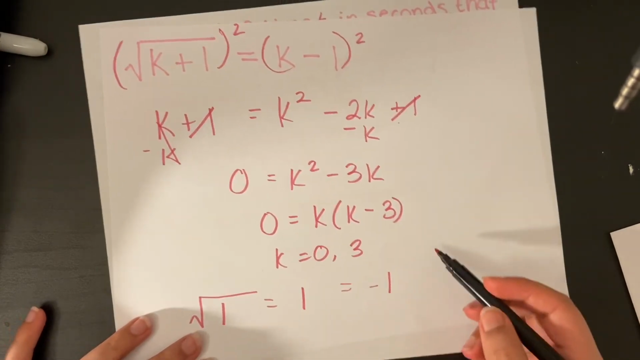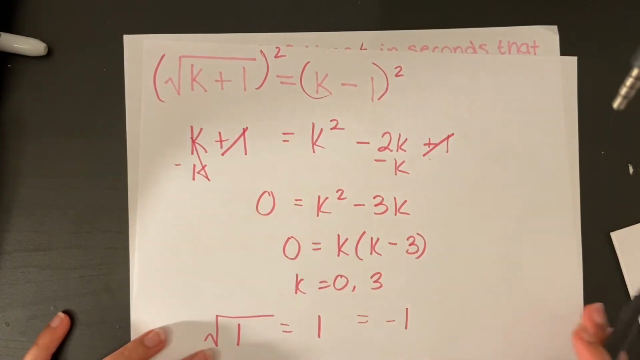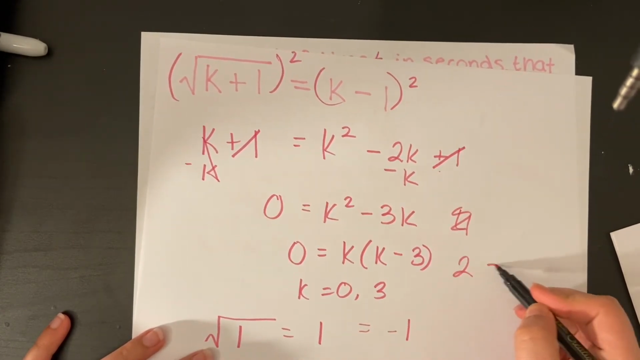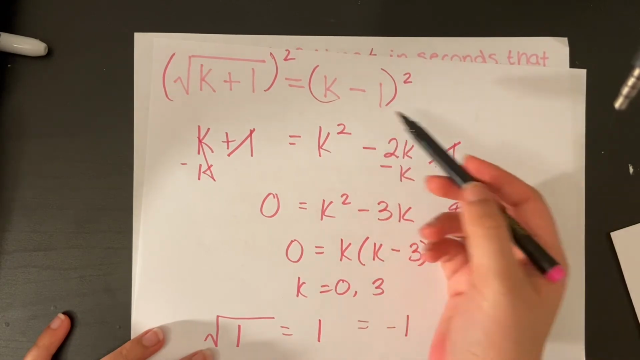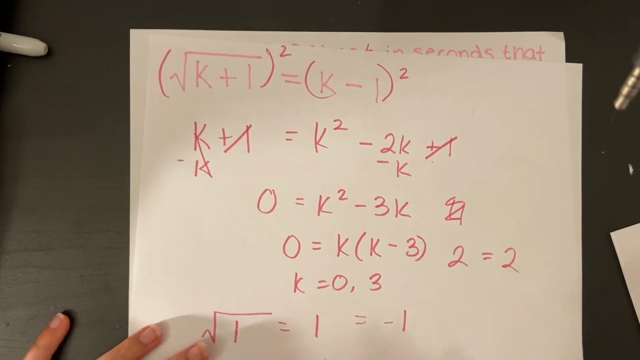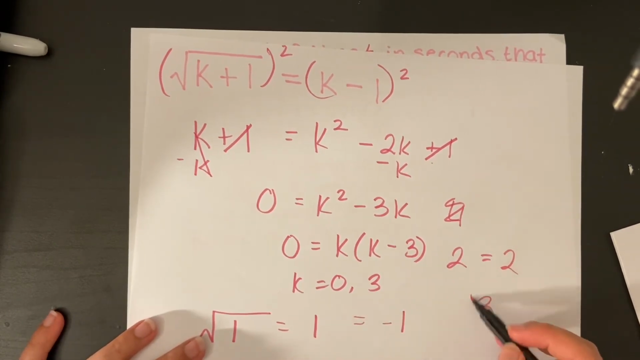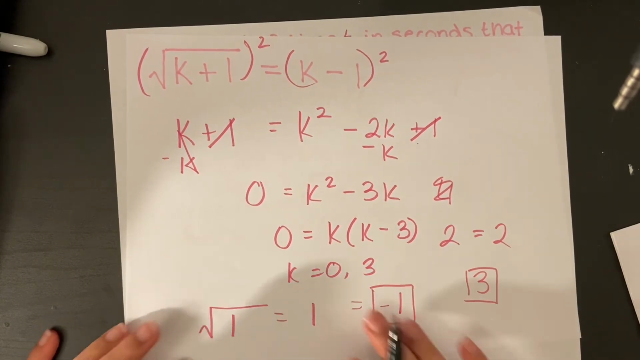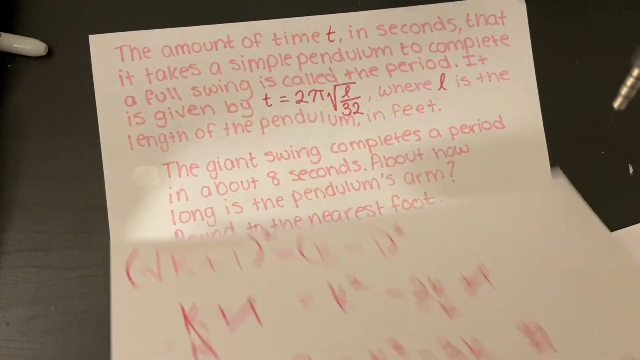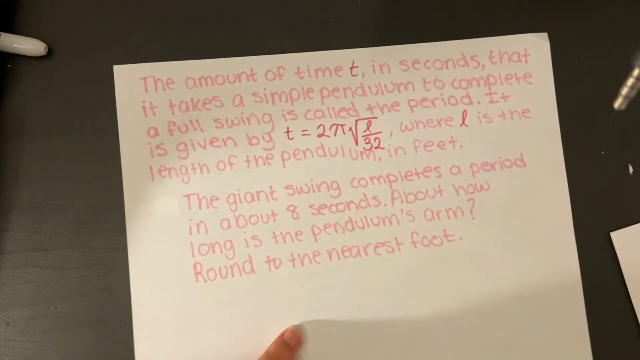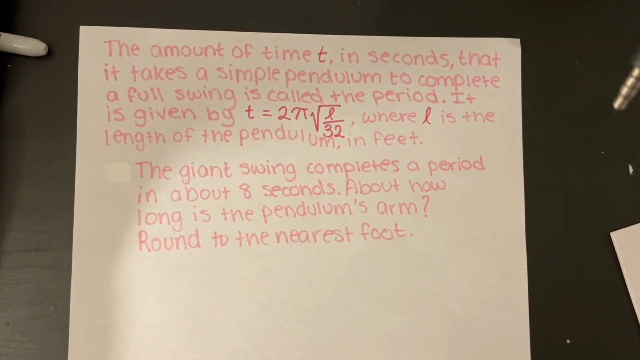All right, so let's substitute 3 into the original equation. So 3 plus 1 is 4. The square root of 4 is 2, and it's equal to 3 minus 1, which is 2. There, so our answer would be 3. And 0 would be our extraneous solution, meaning it's a solution of what we came up with, but it's not a solution of the actual equation. Here. Let's do this word problem.